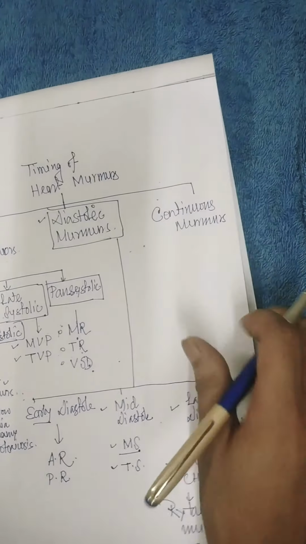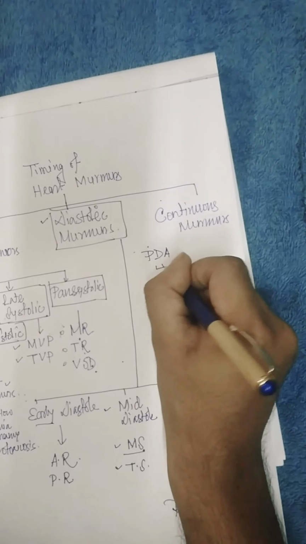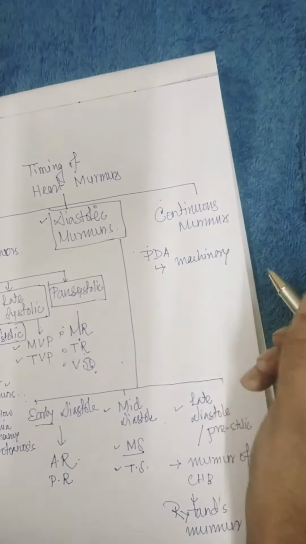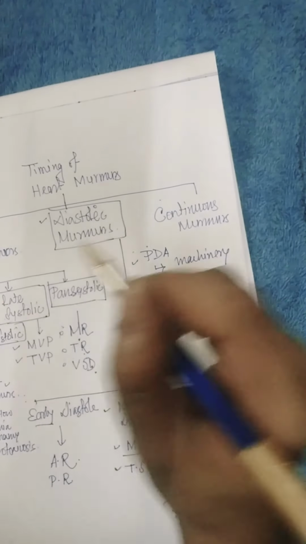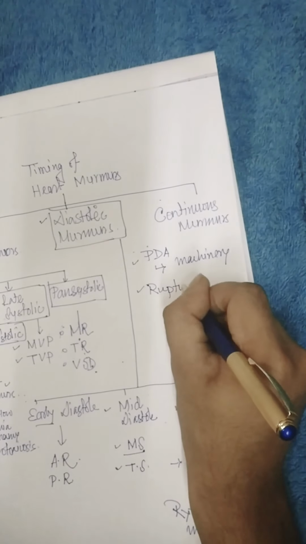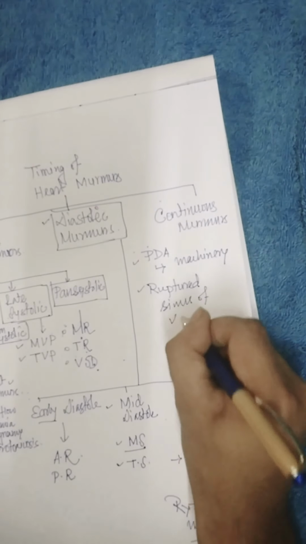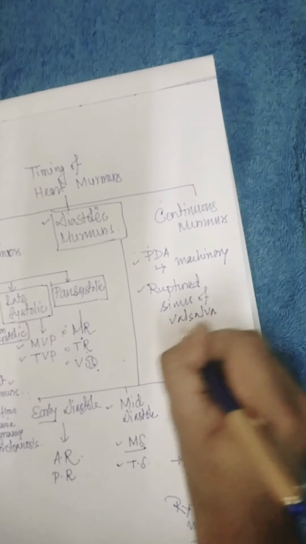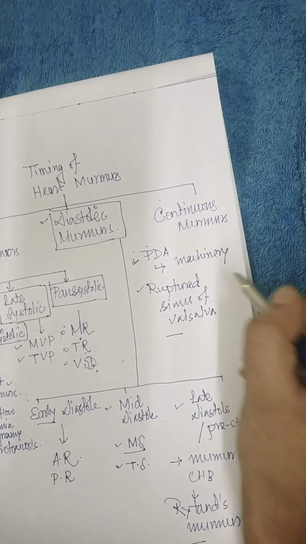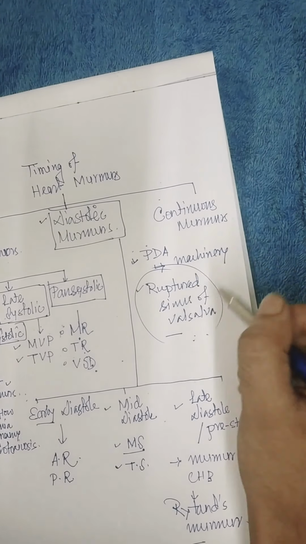Remember this fact. Okay, continuous murmur, one we all know it is PDA. It's also called continuous machinery murmur. Another is right hand murmur. Another murmur is of ruptured sinus of Valsalva. So PDA you must remember. Continuous murmur example you must remember PDA, and if you can remember the ruptured sinus of Valsalva, it is written in Hutchinson's, so it is good.